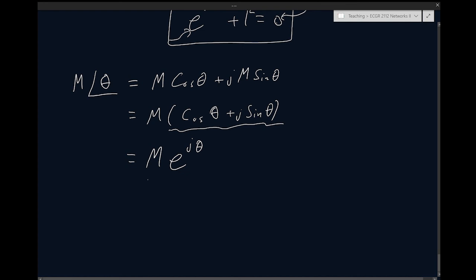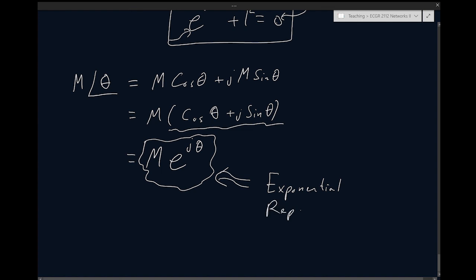So this is the third representation of complex numbers, which is called the exponential representation. And it's pretty identical to the polar representation. You just have the exponential to the power j theta instead of just this symbol.